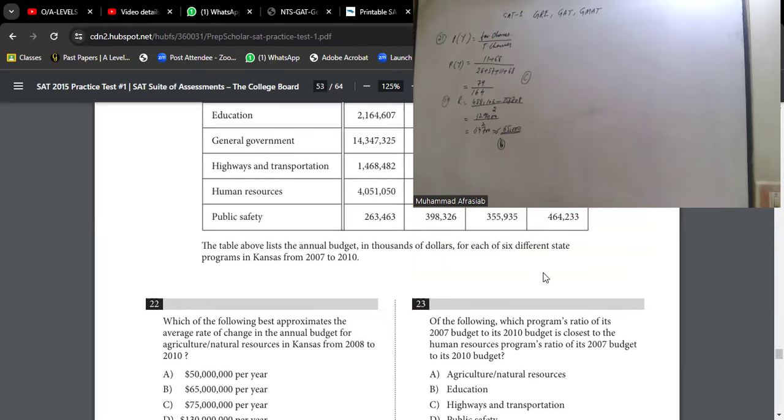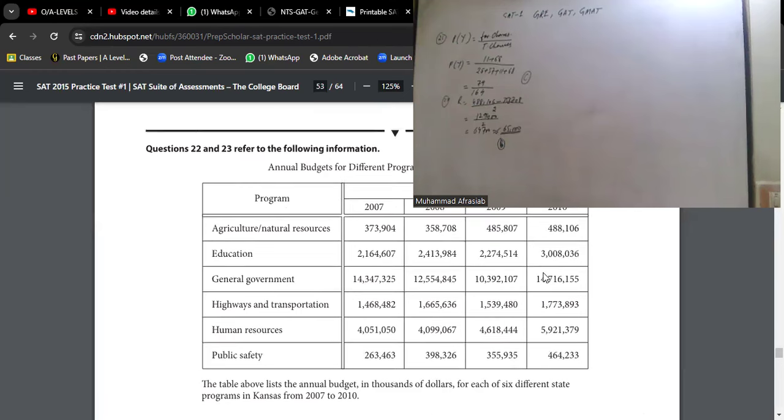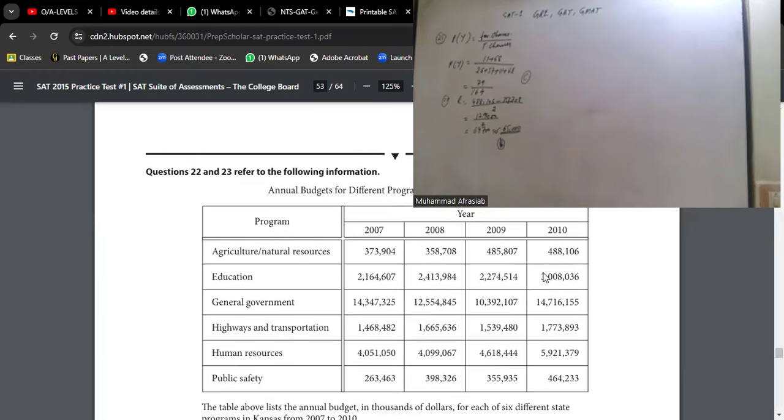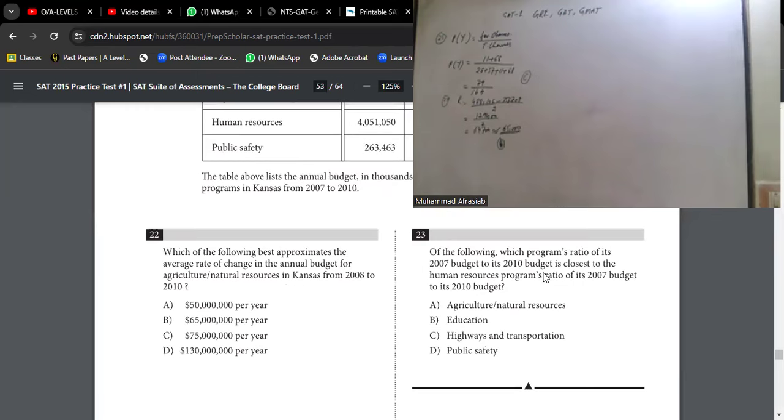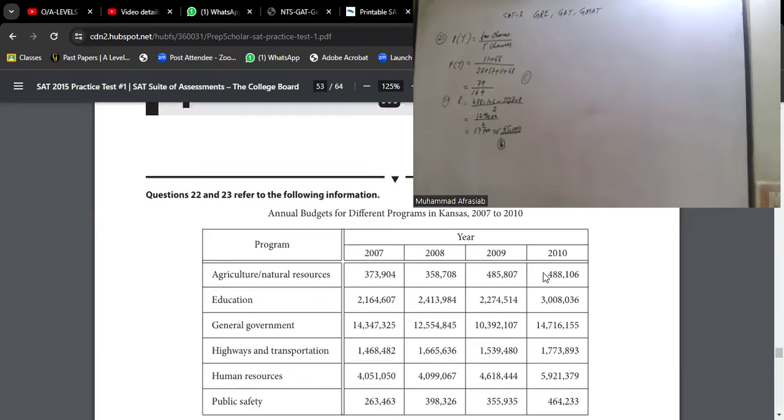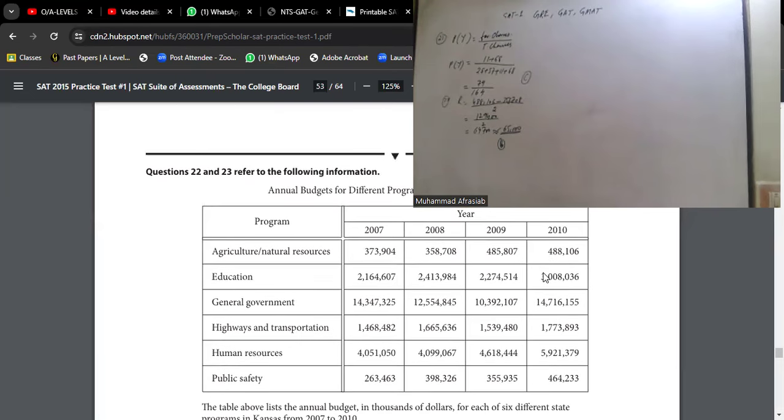First, agriculture and natural resources. In 2007, the agriculture resources budget is 373,940, and in 2010 it is 488,106. And if we convert it to the nearest form, 373,904 will become 4, and this 488,106 will become 5. So agriculture and natural resources is 4/5.